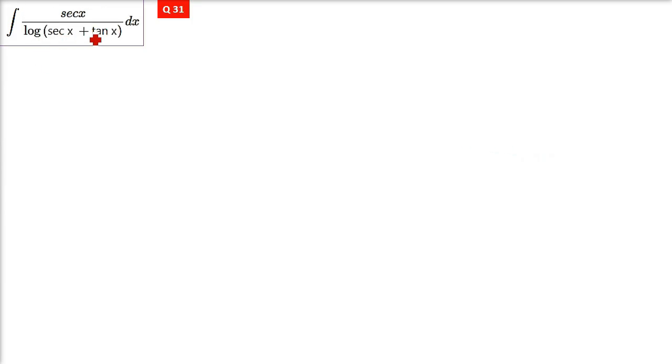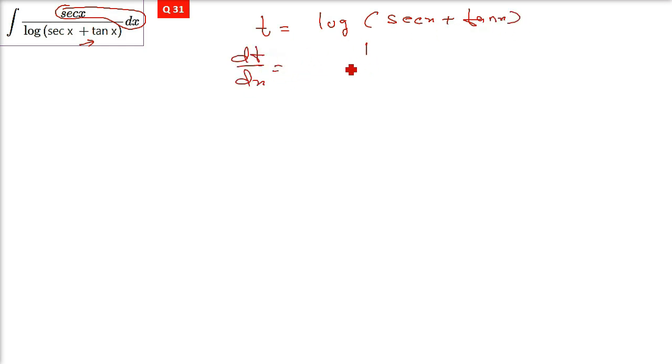Next is sec x divided by log of sec x plus tan x, dx. Now when we place this log of sec x plus tan x as t, you will see that sec x dx will automatically come. So t is equal to log of sec x plus tan x. dt by dx will be what? Log of theta, or whatever is inside, will give 1 by that thing. So 1 by sec x plus tan x. What is the differentiation of sec x? Sec x tan x. What is the differentiation of tan x? It will be sec square x.